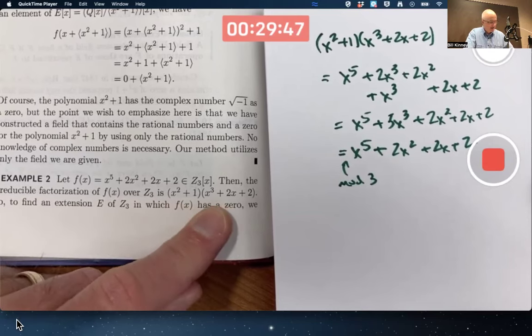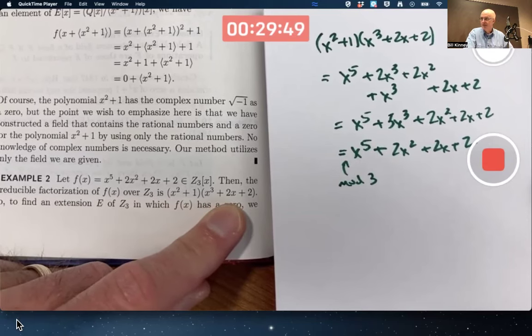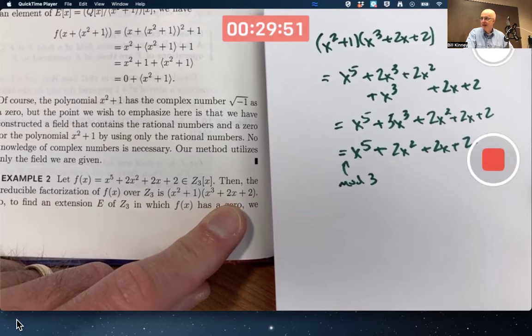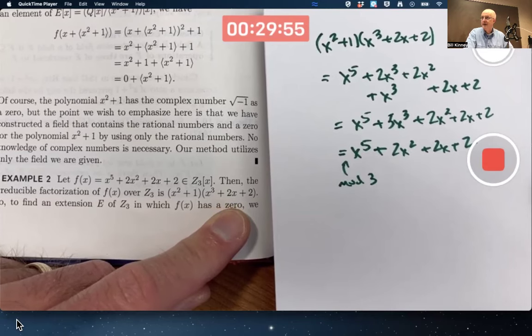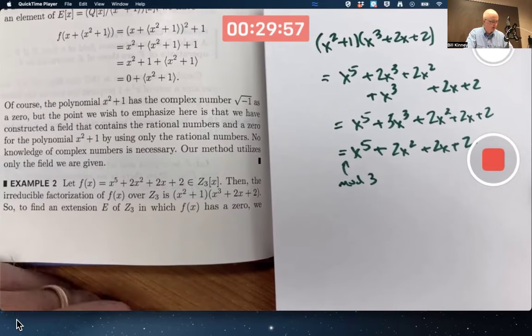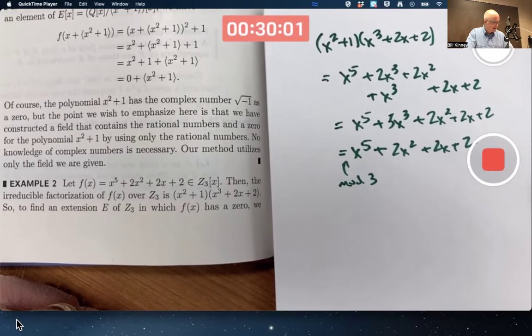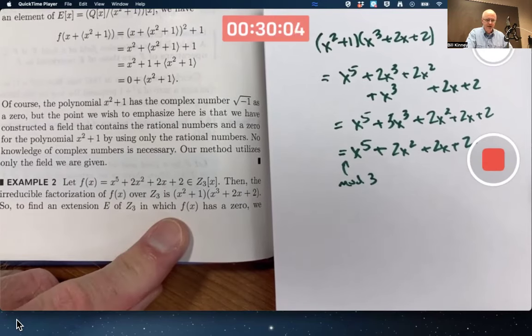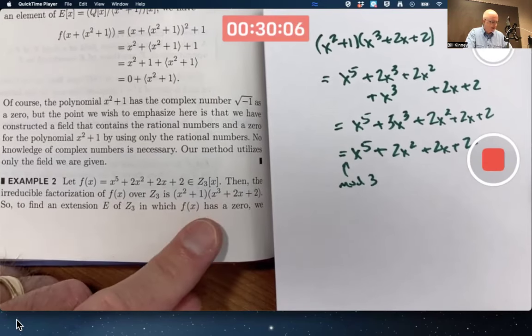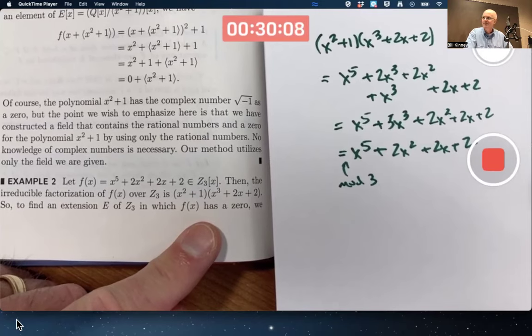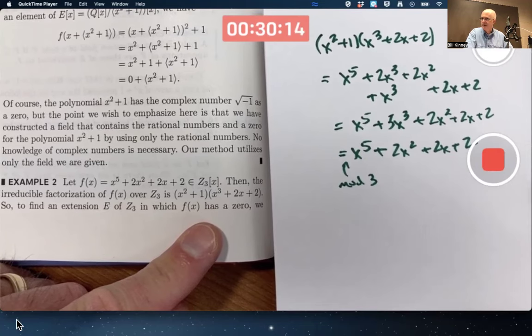That also has degree 2 or 3, so the same thing would work there. Check that neither 0, 1, or 2 are zeros of this. That would say this cubic is also irreducible over Z3. That's an irreducible factorization, but neither of those has a 0 in Z3, so we can't factor it anymore into linear factors over Z3.